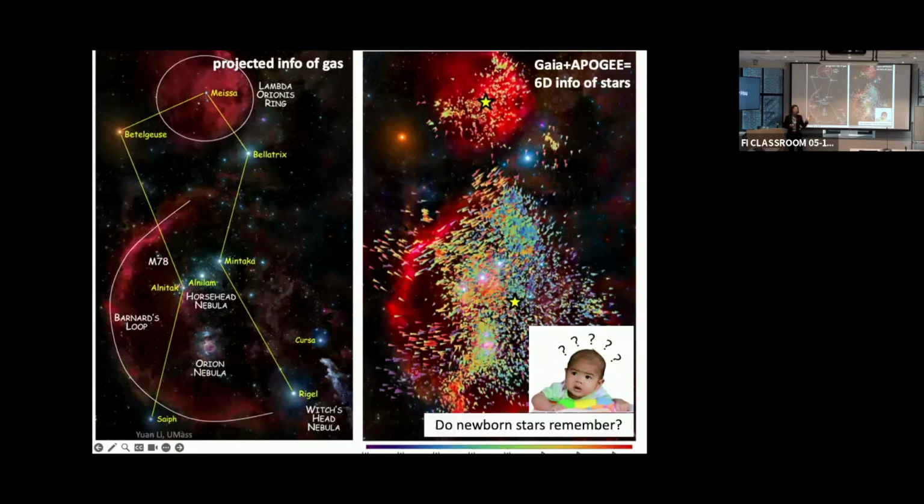With stars, when you combine Gaia and APOGEE surveys, you actually have full access to the full 6-dimensional information of many, many stars in the Milky Way. You know their three-dimensional positions and three-dimensional velocities. So potentially we could study turbulence for the first time in the ISM with no projection effect whatsoever.